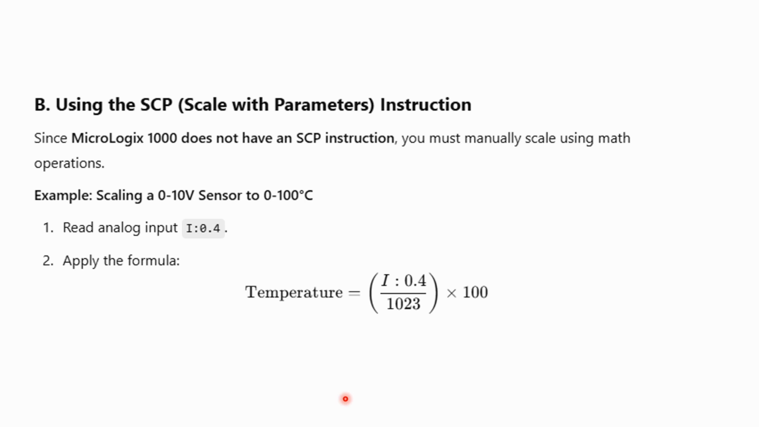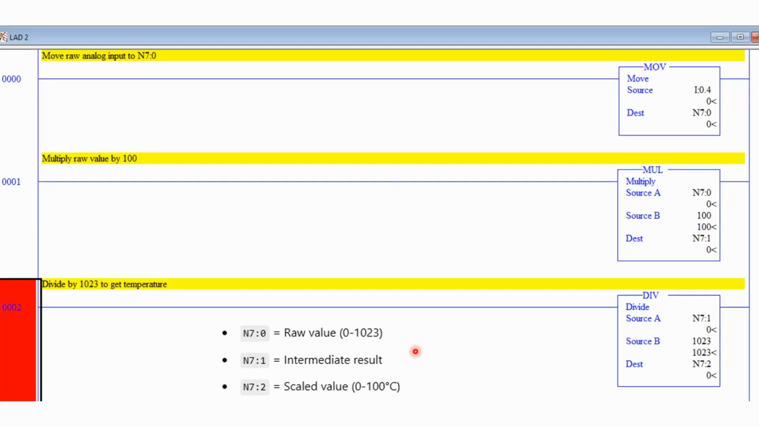So for example, if you want to scale a 0 to 10 volt sensor to 0 to 100 degrees Celsius, and we're going to read I:0.4, so we're going to read this analog input. The formula for that basically would be whatever that raw analog input value is divided by 1023 multiplied by 100. That would be what we would end up with. And here's an example of how you could go about doing it.